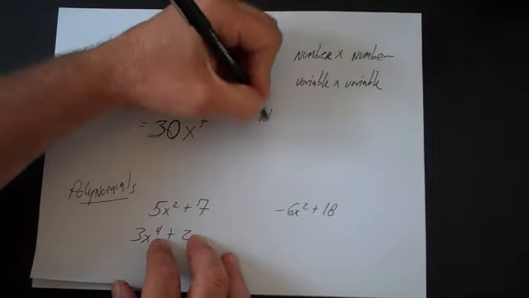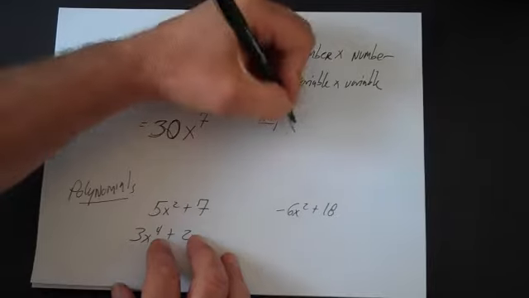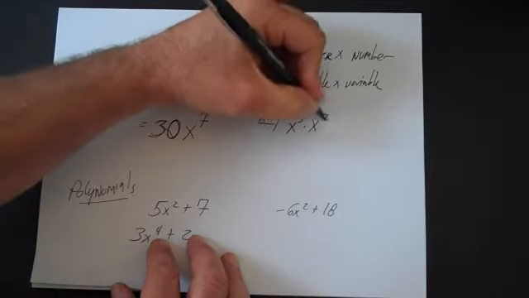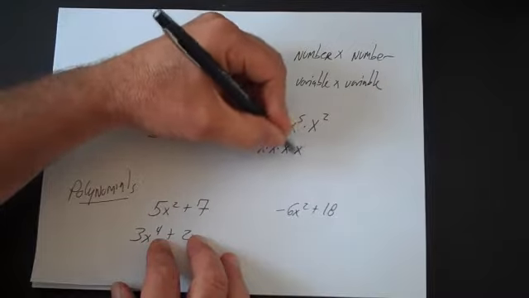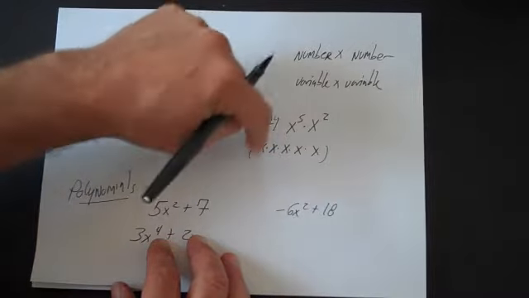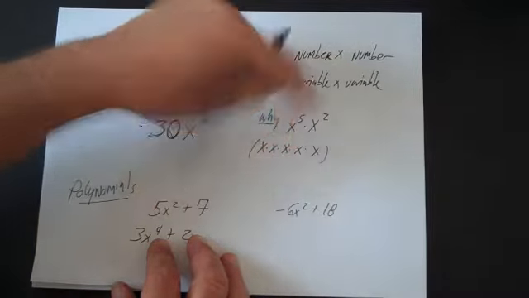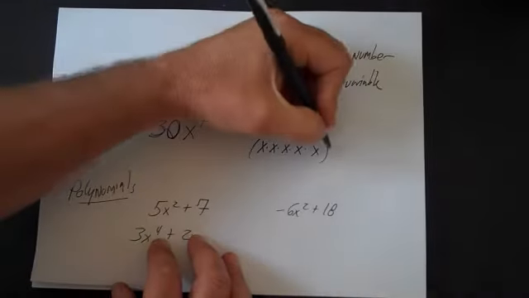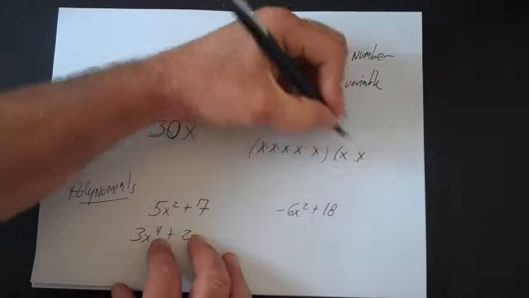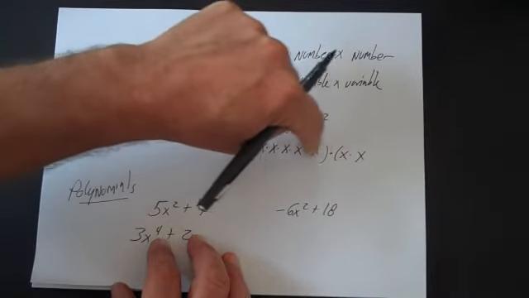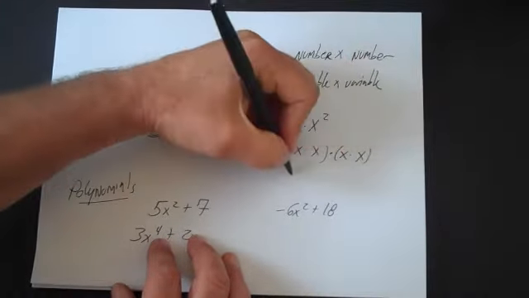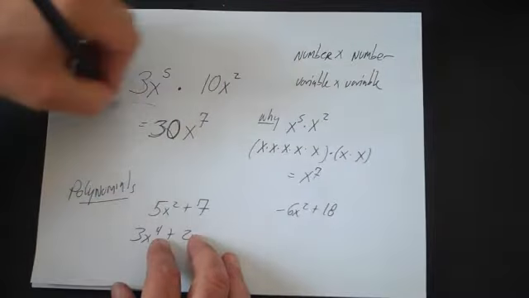So let's think about why. Well, x to the fifth times x squared. X to the fifth is simply x times x times x times x times x. That's what it means. X squared is simply x times x. Since you're multiplying these, you have x times x times x times x times x times x times x, which is x to the seventh. So there's your answer right there.